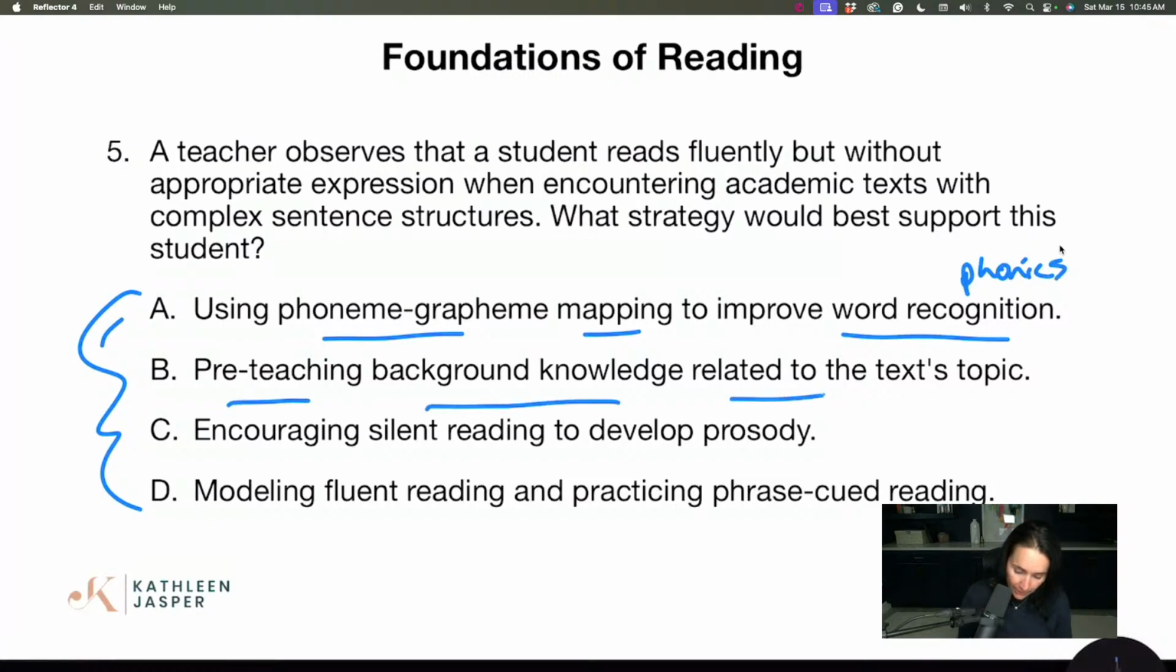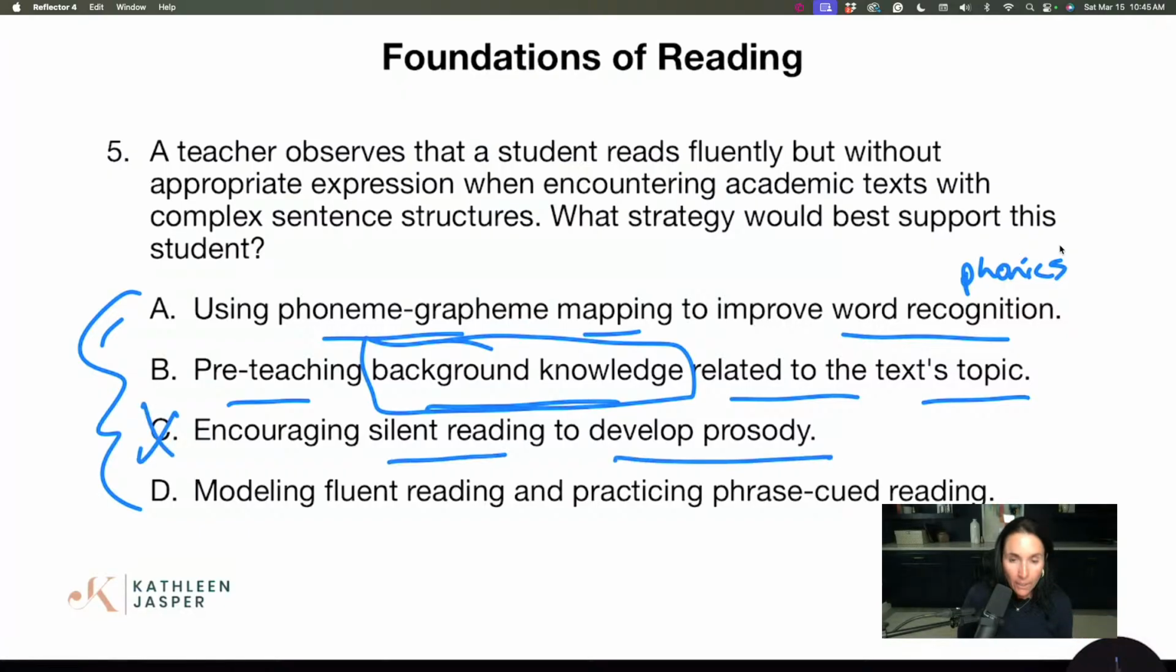Pre-teaching background knowledge related to the text topics. Ooh, I like background knowledge. This helps with fluency. It helps with comprehension. It's a great strategy. Encourage silent reading to develop prosody. No. Now, quickly, I love silent reading, guys.